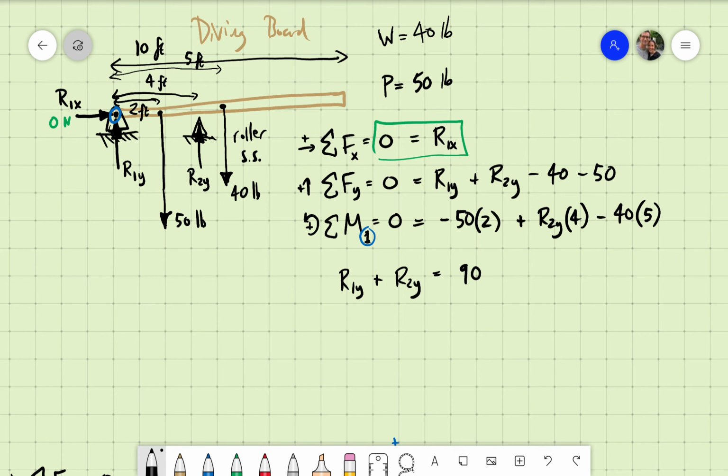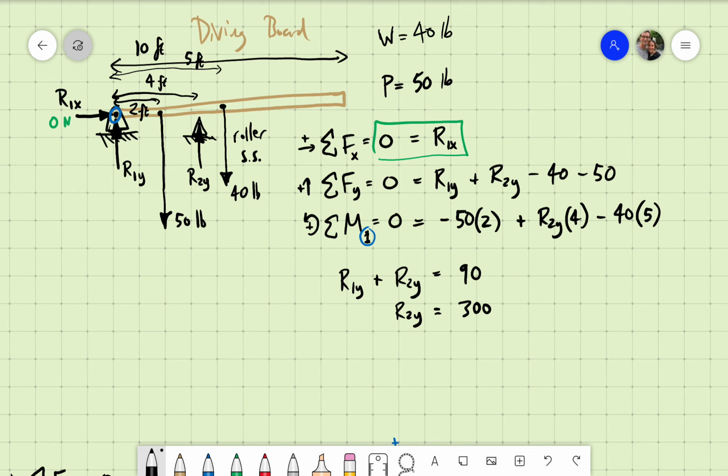Okay, hope you can see why that is the case. And then the moment sum, let's rearrange that a little bit, let's add some things together. Let's say R2y, notice I'm lining that up, equals, what have we got here? 50 times 2 is 100, 40 times 5 is 200, so that makes 300 total over the other side, 300. Okay, just some quick, basic algebra there.